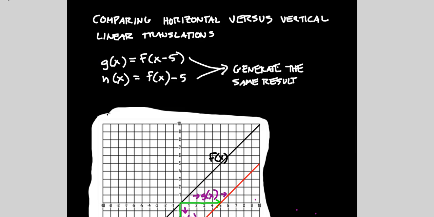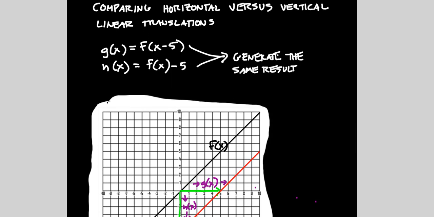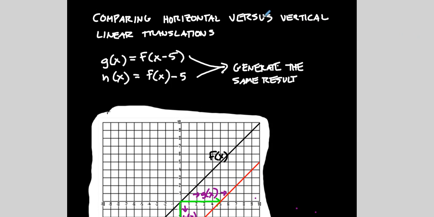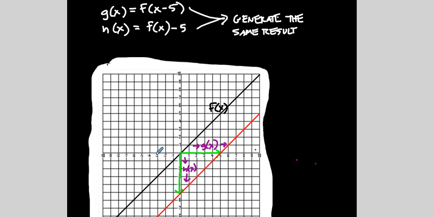Okay, so in conclusion now, if you've watched my video on horizontal translations, which I hope you have or are familiar with them, let's compare horizontal versus vertical linear translations. So I have a graph here. Here's my original function f of x. In this case it's f of x equals x.